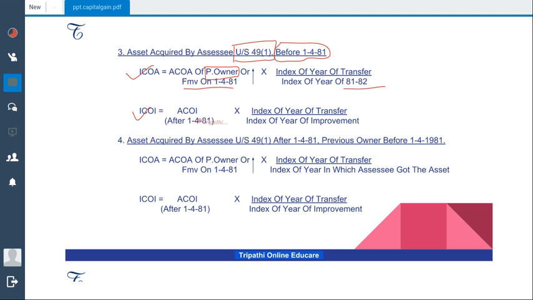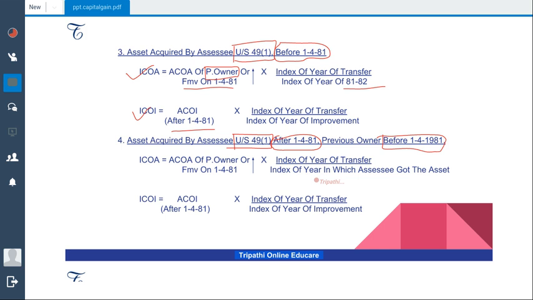What will be the formula for index cost of improvement? It will be actual cost of improvement, that too after 1981, into index of year of transfer upon index of year of improvement. It's the same formula as we had in the previous one, right? Now let us go to case number 4. Asset acquired by SSC under section 49(1). Again, you see, you're getting this asset as a gift, but this time when you're getting after 1981, and previous owner has bought this property before 1981.